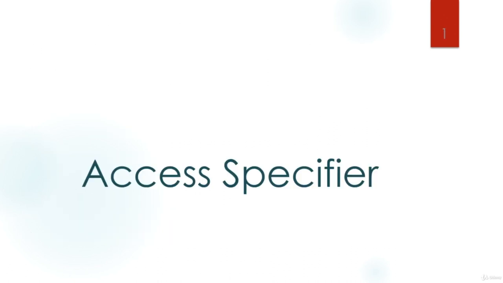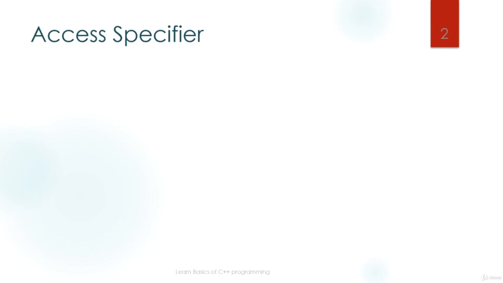In this lecture, we are going to see the access specifier, what are the different types of the access specifiers, and how to use the data members which are being declared with the different access specifiers with the help of the examples. In this lecture, we will be studying the access specifier for the C++ classes with the help of the example.